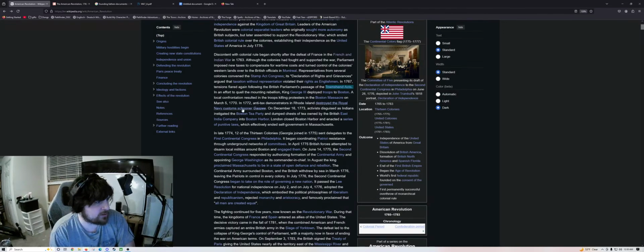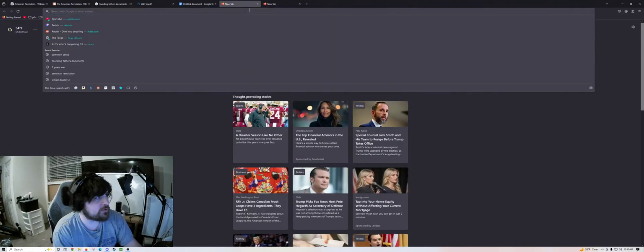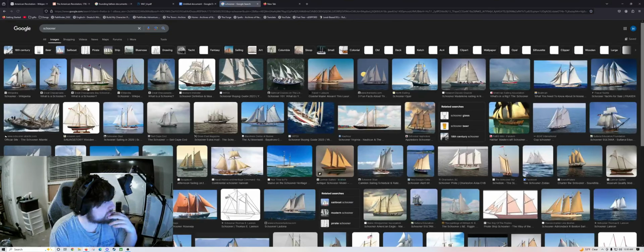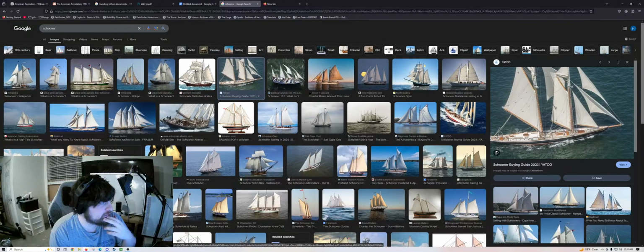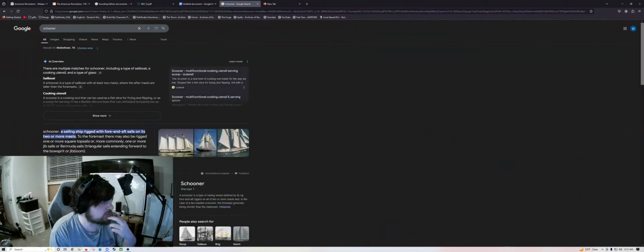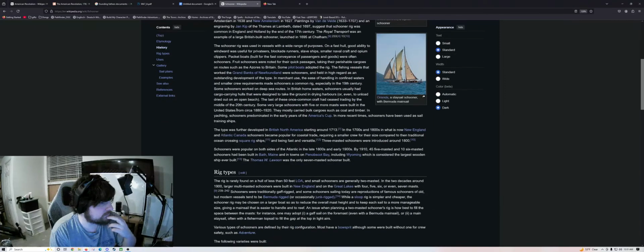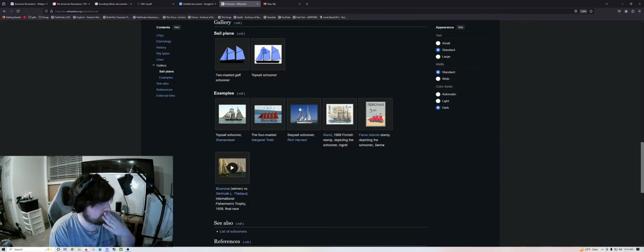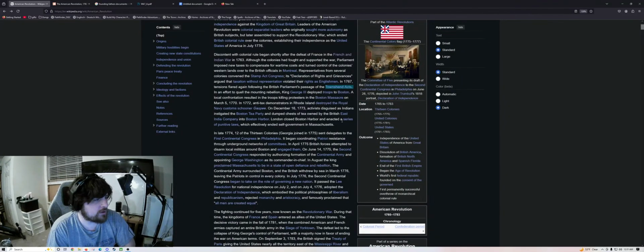Schooner, I know, is a small ship, but would a schooner just be a warship, or is it like a trading ship? Because that seems like different levels of schooner. These don't look very big, so they probably weren't warships. Anyway, we're just going off on a rant over there.